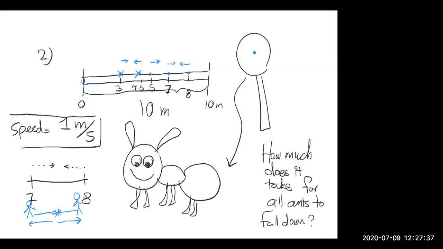If their speed is 1 meter per second, and if the wooden stick is 10 meters, how much does it take for all of them to fall down? What is the moment where the last one falls down? Okay, is the question clear? Okay, I take it as yes. Or maybe no, let me see.